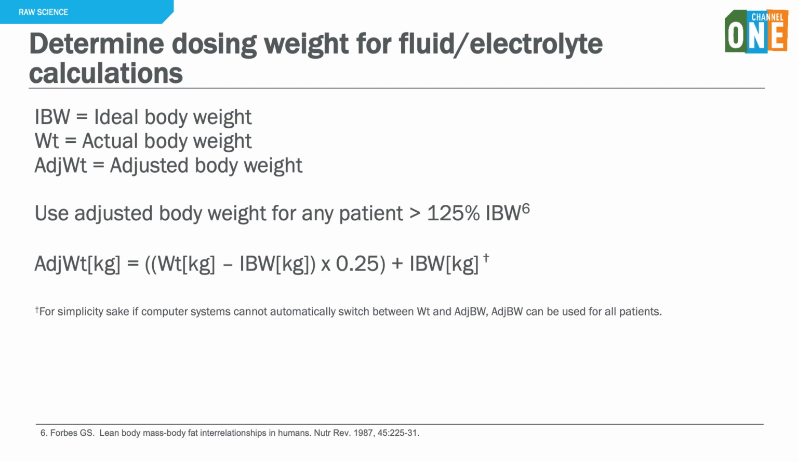Adjustments in weight must also be made for patients that are greater than 125% ideal body weight. Adjusting the body weight can be used in all patients for simplicity's sake, or if your computer systems cannot differentiate between patients that are greater or less than 125% ideal body weight. The equation for adjusted body weight is actual weight minus ideal weight times 0.25 plus ideal body weight.